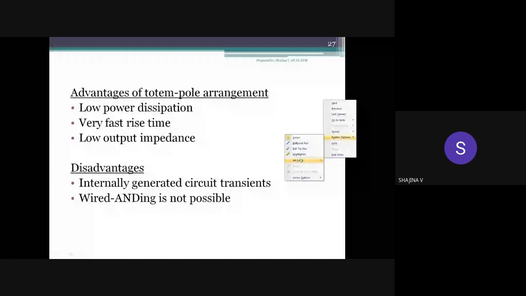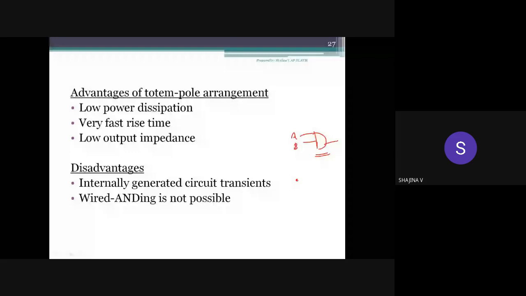Let me also explain the concept of wired ANDing. You know the AND operation. That is, if you are giving A and B, this is our AND operation, right? And wired ANDing means instead of using this AND gate, I can short circuit 2 points, that is the A and B points, and this will result in the operation A into B without using AND gates.